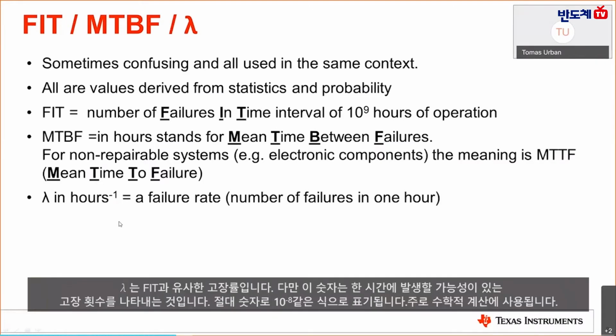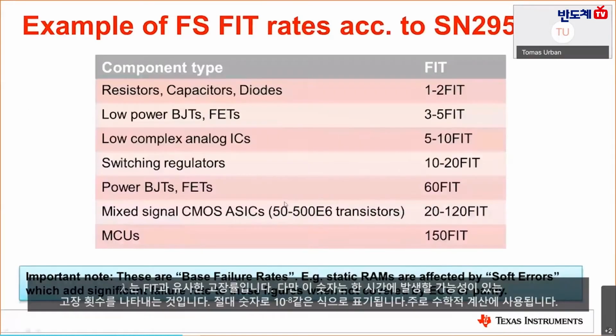And Lambda is basically the failure rate. It is a similar number as the FIT, but this is the number of failures in 1 hour. So in absolute numbers, these are 10 to the power of minus 8 or something like this. It's used usually for mathematical calculations.